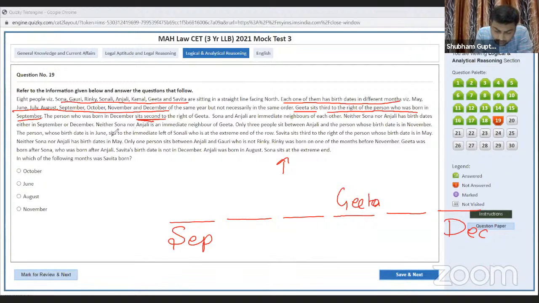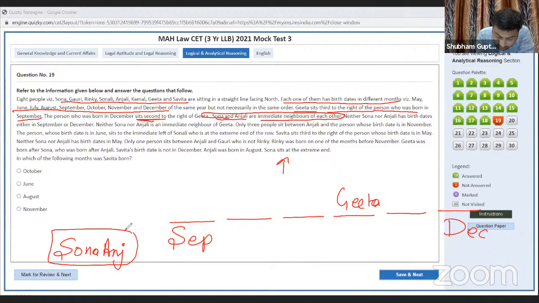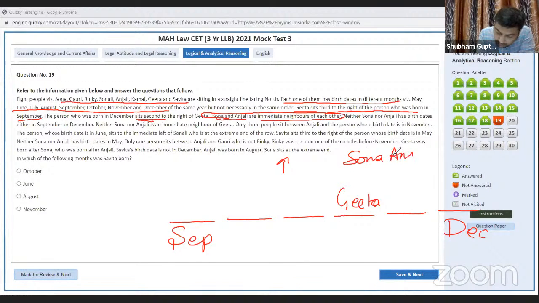Now let's look at it. Sona and Anjali are immediate neighbors to each other. So can I say Sona and Anjali would always be together? So let's write this information somewhere where it does not hinder. So Sona and Anjali, correct? They are always together.